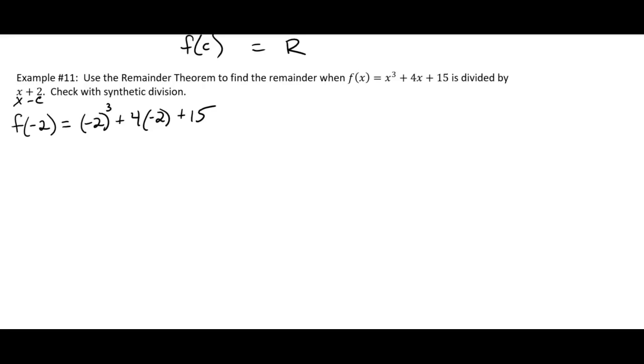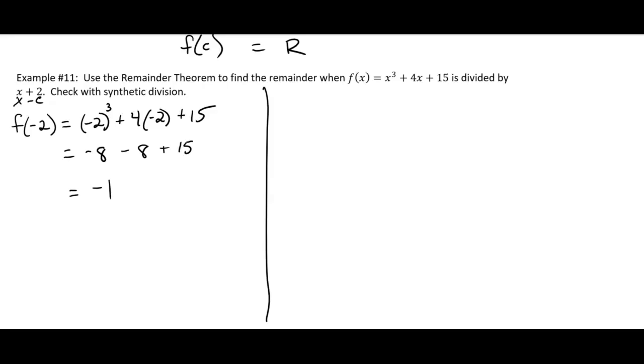Okay? So I plug that in, and what do I get? Negative 8 minus 8 plus 15. I get negative 1. All right? Now, they say check that and see if it's right.